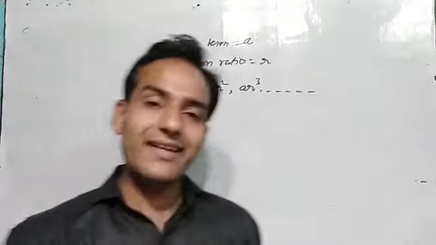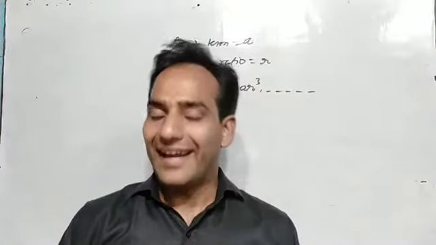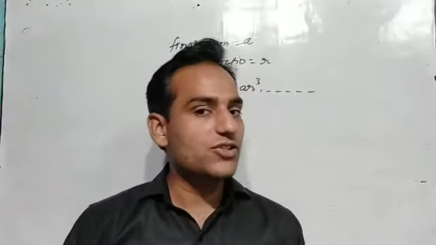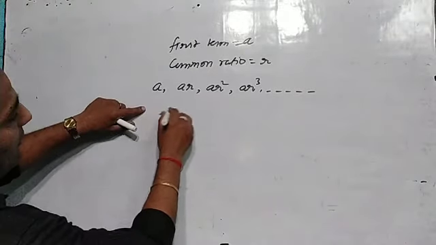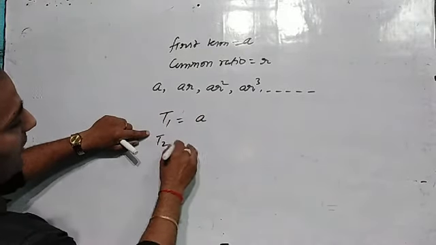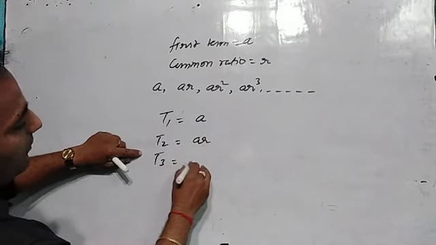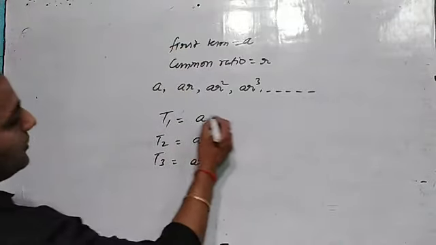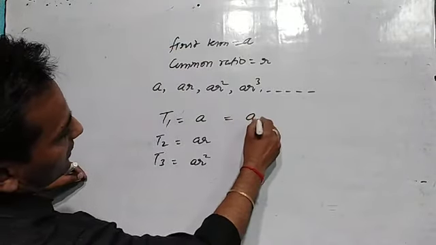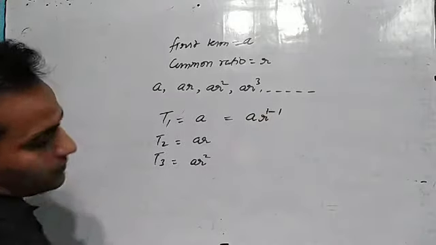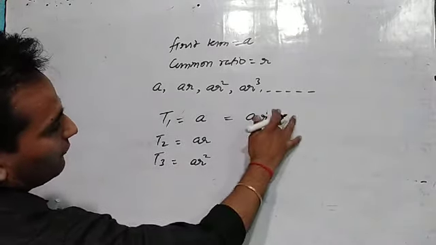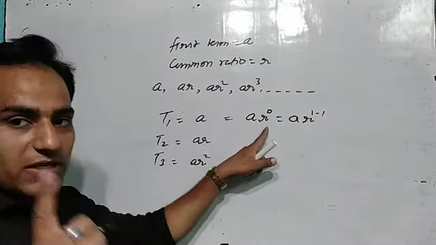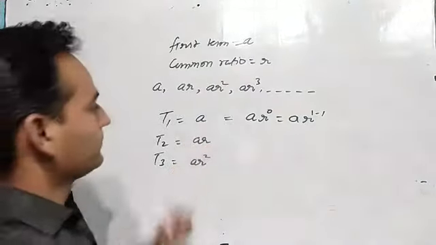Okay, so just like AP series, we have got the nth term of an AP series, we will find out the nth term of a GP series. Okay, this is first term A, second term AR, third term AR square. As we can see, R is multiplied everywhere. So this first term A can be written as AR power 1 minus 1. 1 minus 1 means 0. If I write AR power 0, R power 0 means 1, so the number will be same, A.